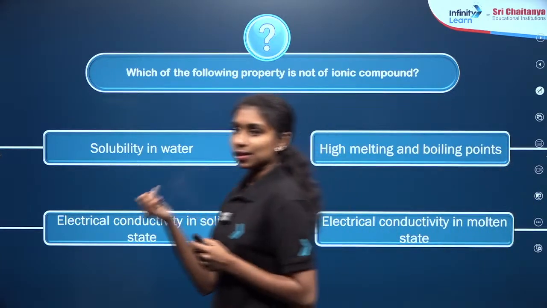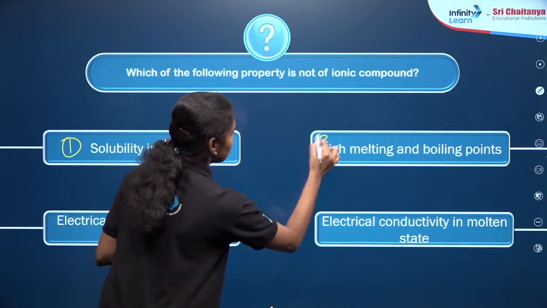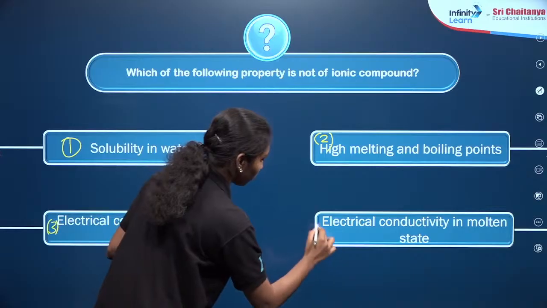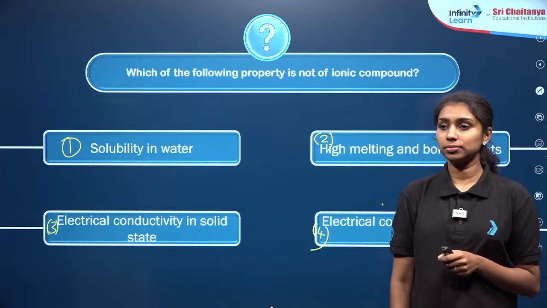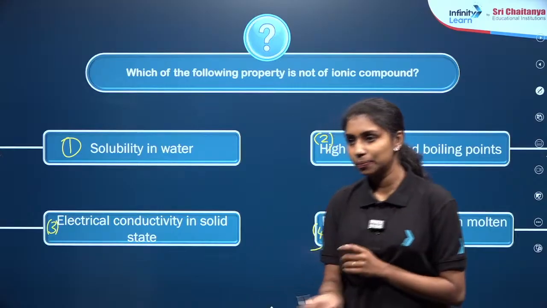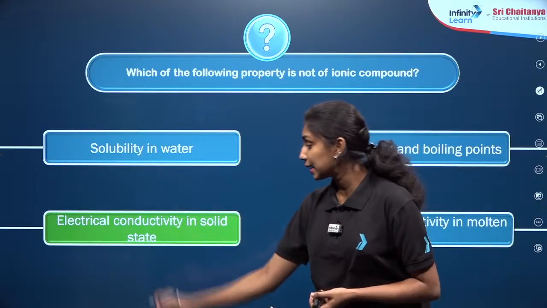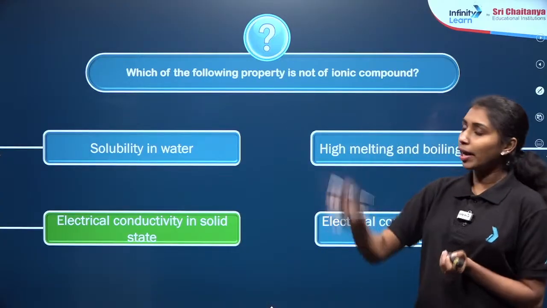Which one is the correct answer? Option 1, 2, 3 or 4? Yes, option 3, right? Option 3 is the correct answer. Electrical conductivity in the solid state is against the property of an ionic compound, right?